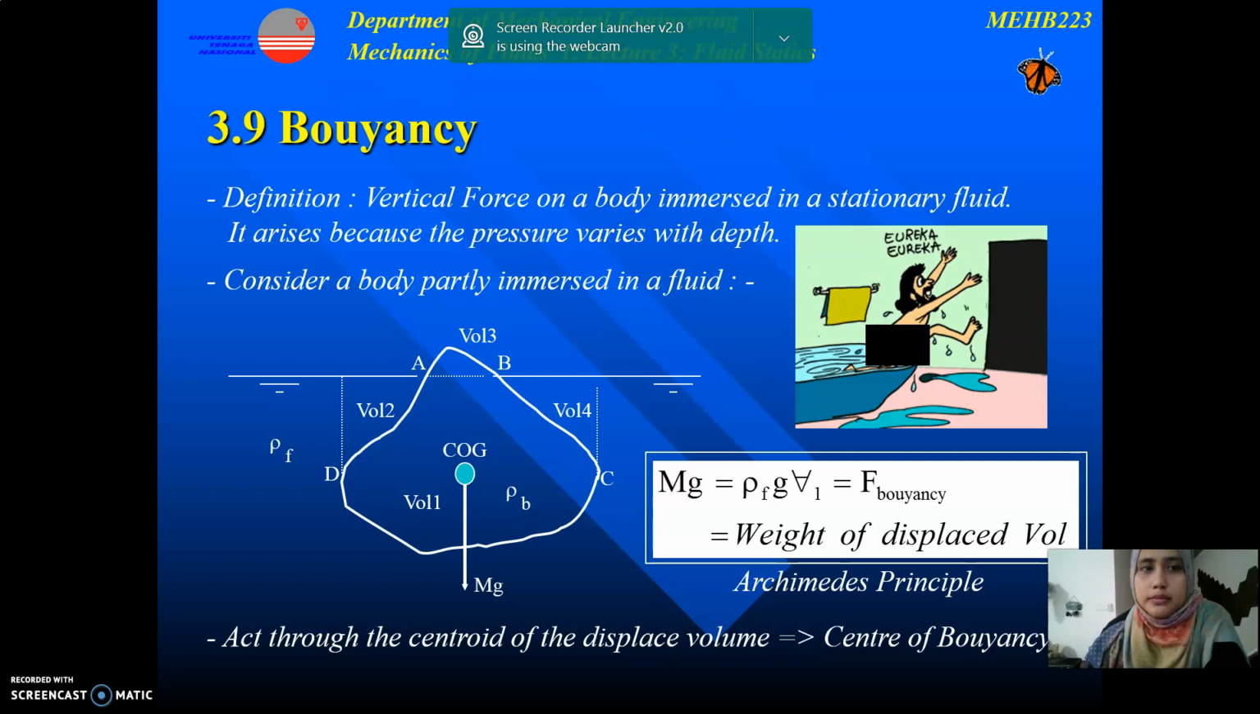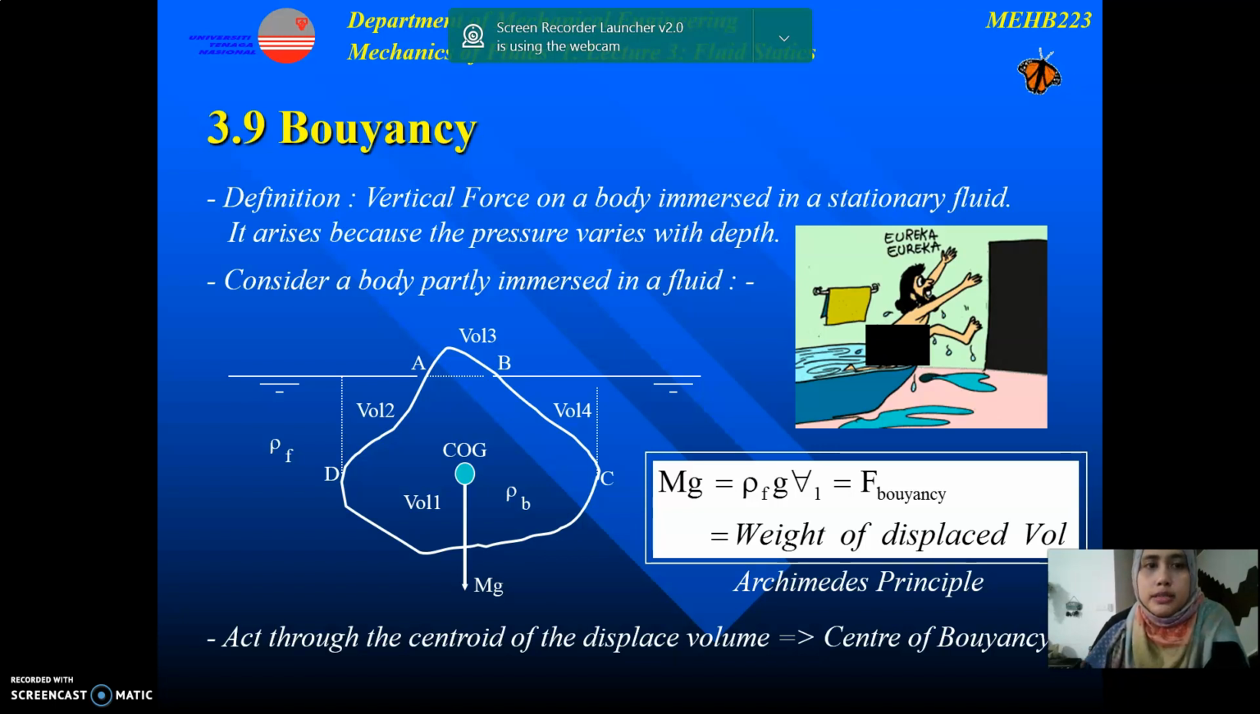So as shown in the slide, a buoyant force is defined as a vertical force on a body immersed in a stationary fluid. Okay. So what is a buoyant force? If you can see, one of the examples is, let's say you dive into a swimming pool. It can be frustrating because as you dive to the bottom of the pool, the water tries to push you back to the surface. So this push, or the upward force exerted by water on you, is called buoyant force.